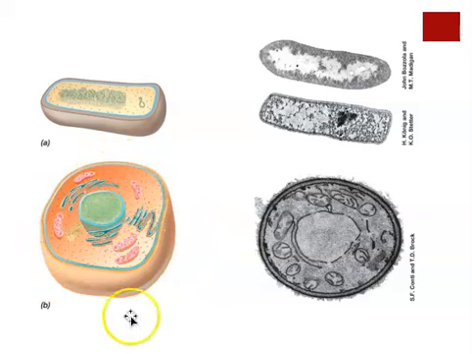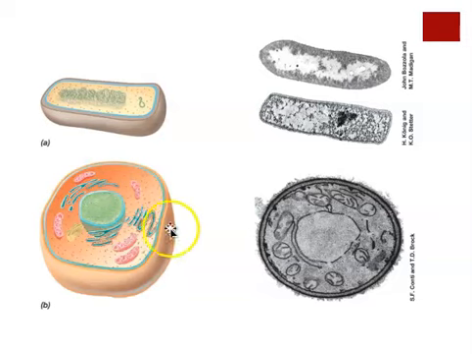Now why? Why are eukaryotic cells bigger? Well, they have to be bigger. They're full of these membrane-bound compartments that we call organelles. So they just have a greater structural complexity, and therefore they have a bigger size.